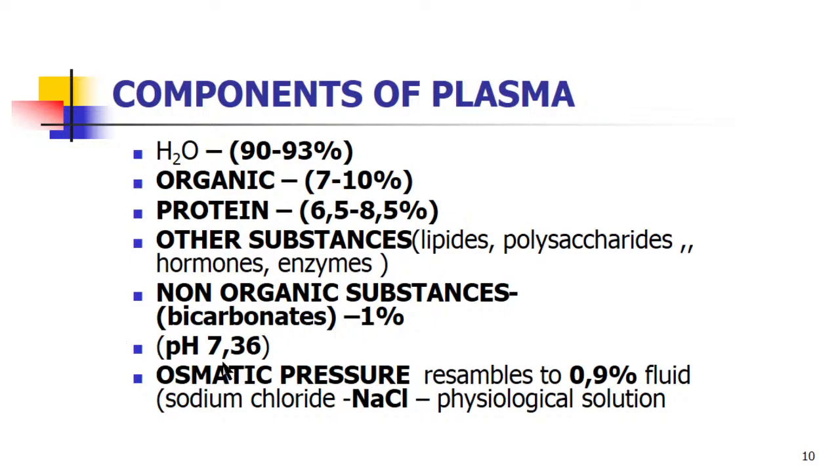Because we have bicarbonates, they prevent free radical activity and decrease the proton levels. The concentration of protons you need to see here is a pH of 7.36. It's neutral, not acidic and not very alkaline, so we have to see that neutral level.